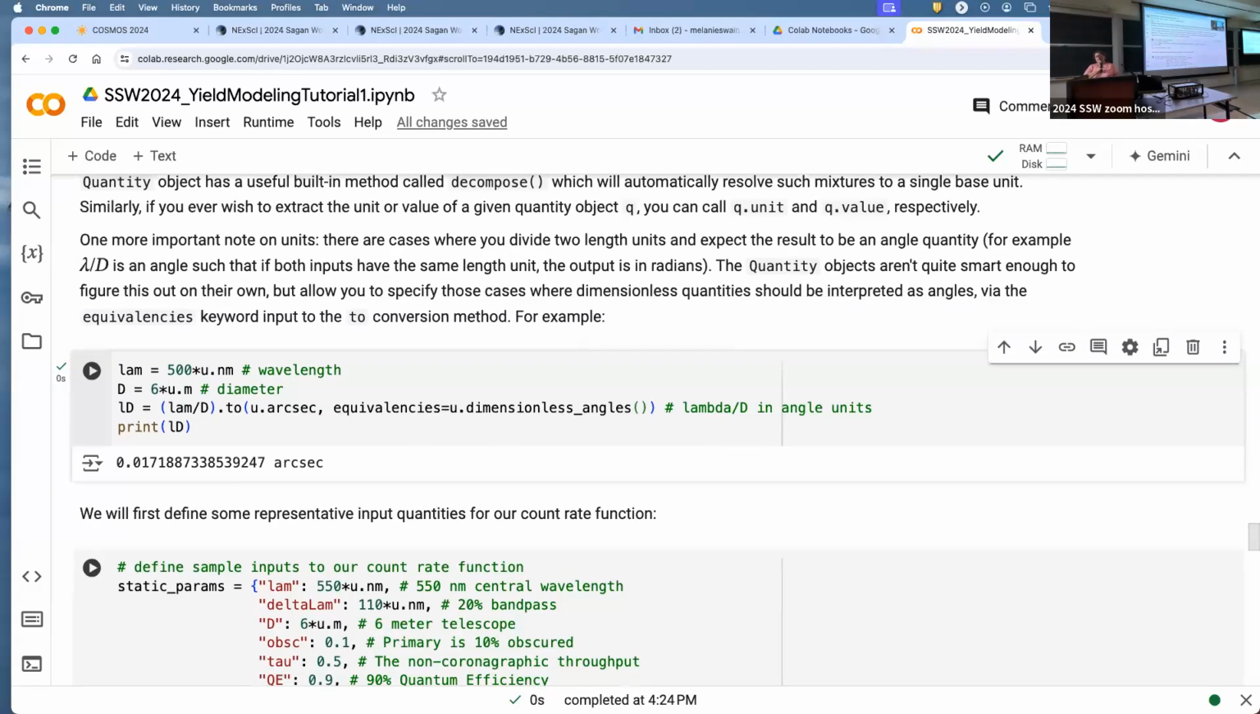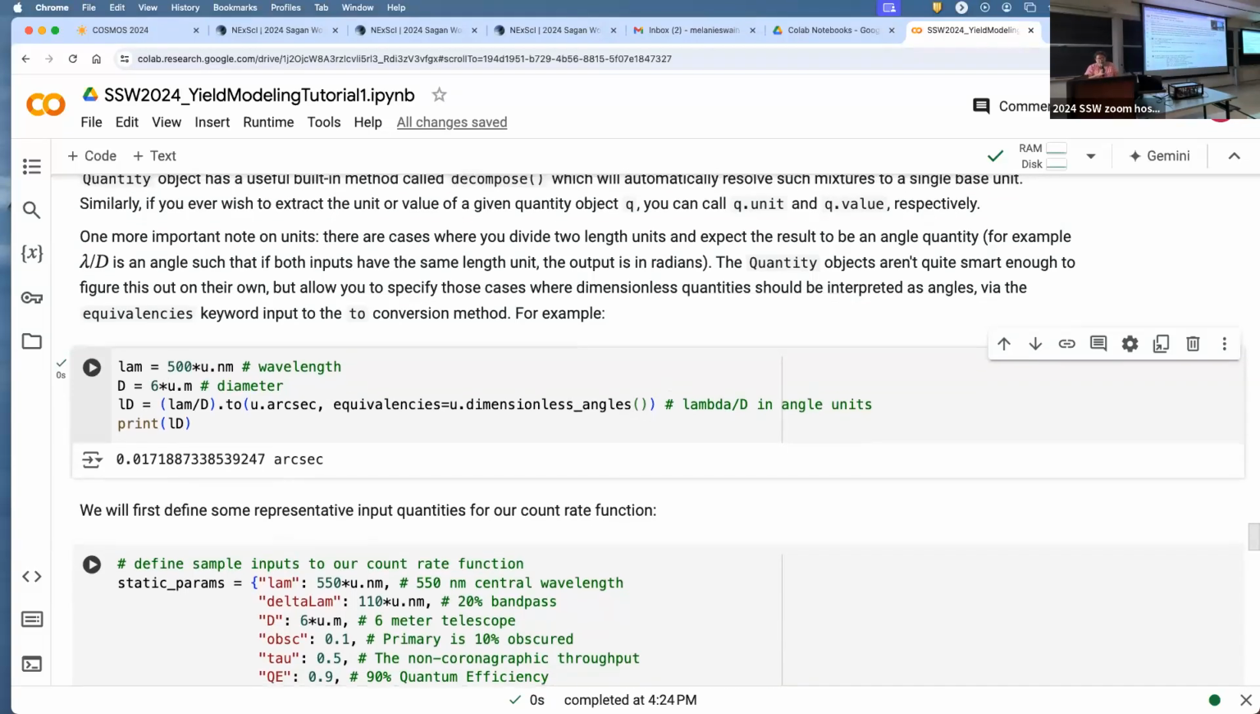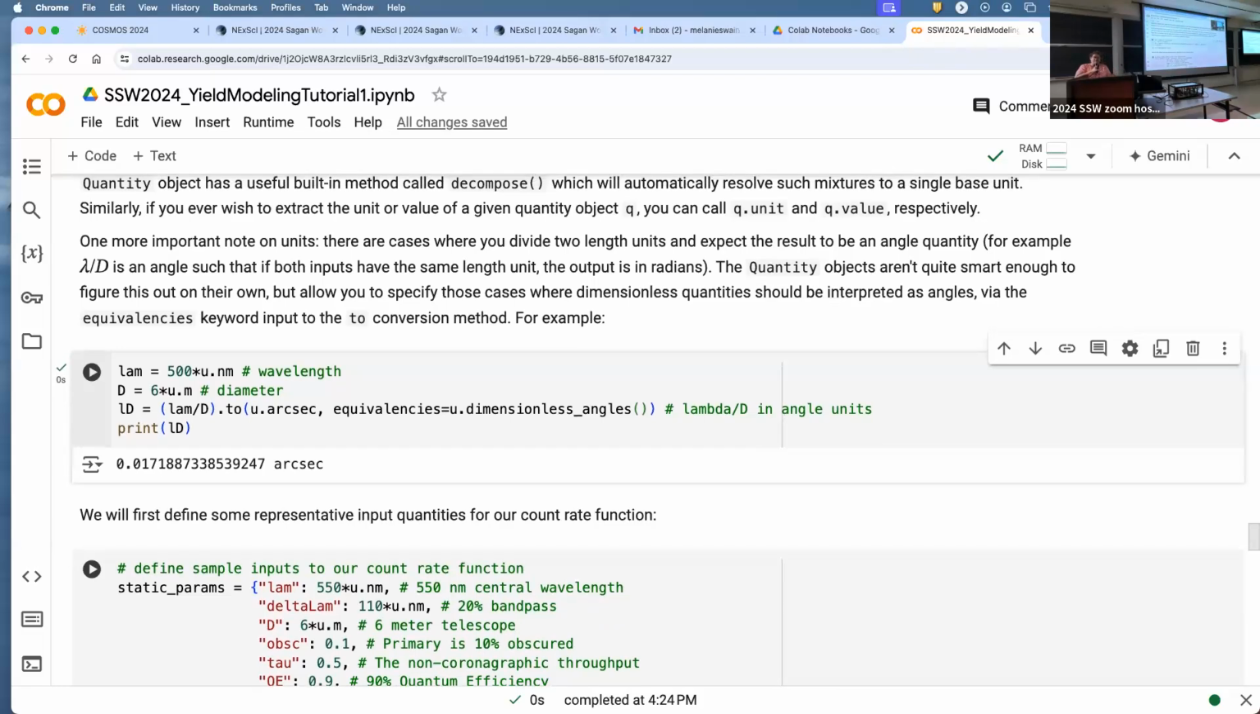There's just a little thing to say in here about units, because lambda over D is in arcseconds, and some of the quantities that you're calculating may be in radians, and you may need to translate your units, in which case astropy units will be a friend.